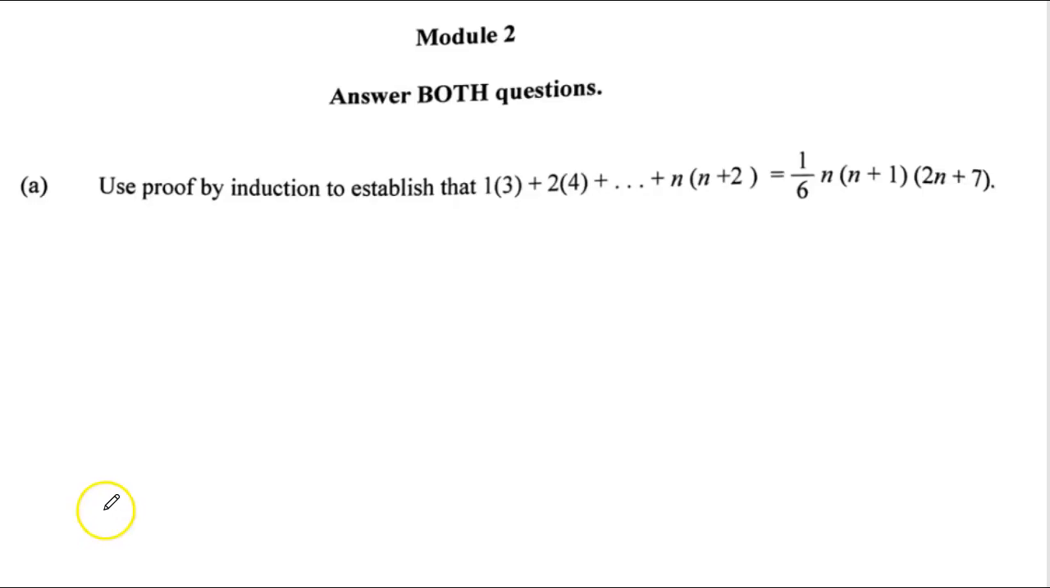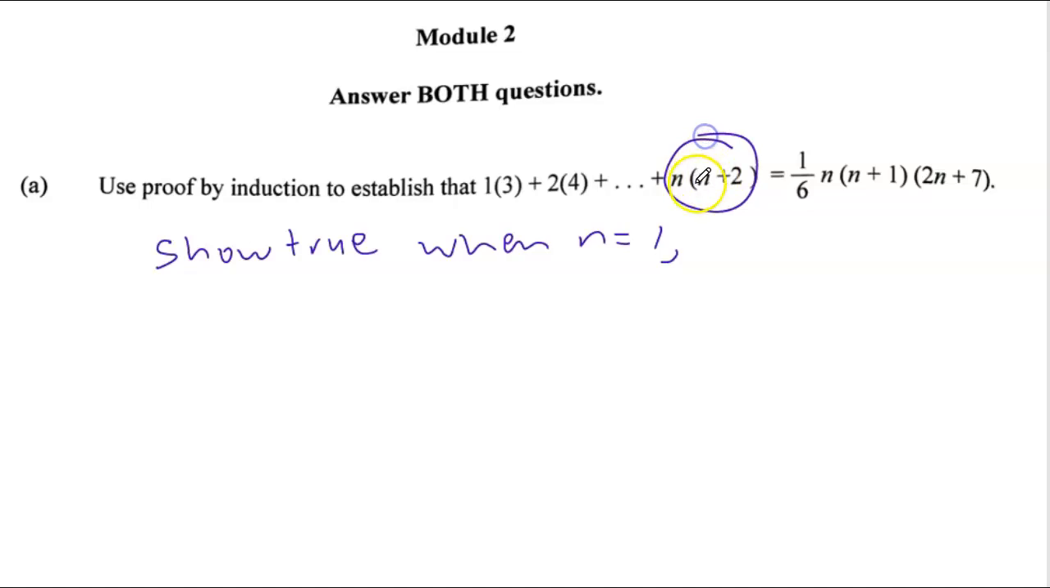Use proof by induction to establish that. Alright, so first we need to establish the base case. So we need to show it when n is equal to 1. When n is equal to 1, notice that the first term here is 1 times 3. Or you could use the formula here. Replace n with 1. We actually have 1 times 1 plus 2. So either way, on the left hand side, we'll have 3.